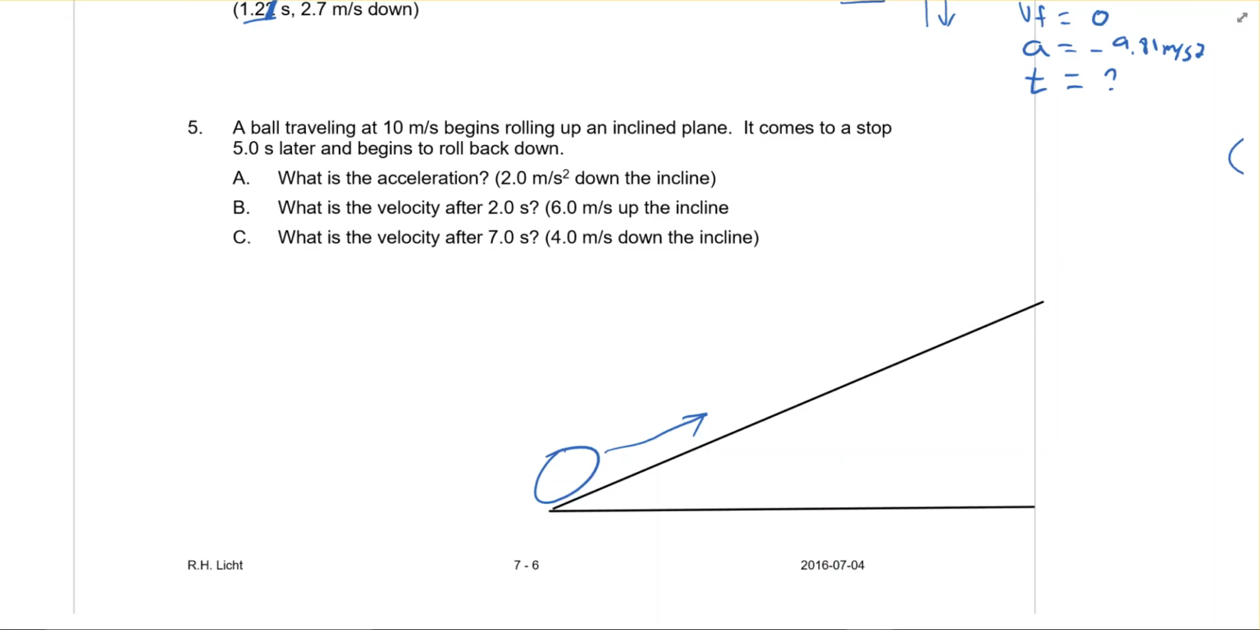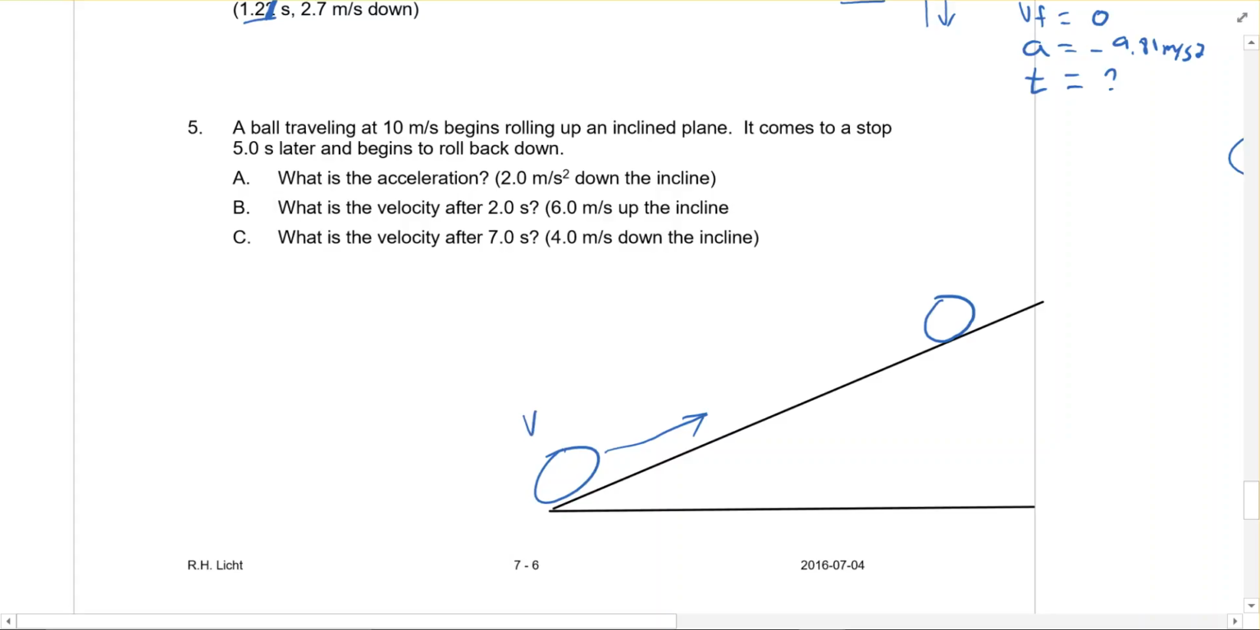All right, so number 5 says a ball traveling at 10 meters per second begins rolling up an incline. It comes to a stop 5 seconds later and begins to roll back down. So part A says, what is the acceleration? So this ball goes rolling up. It comes to a stop right here. So we know a bit of things, right? I find it might be easier to draw where we know stuff on this picture.